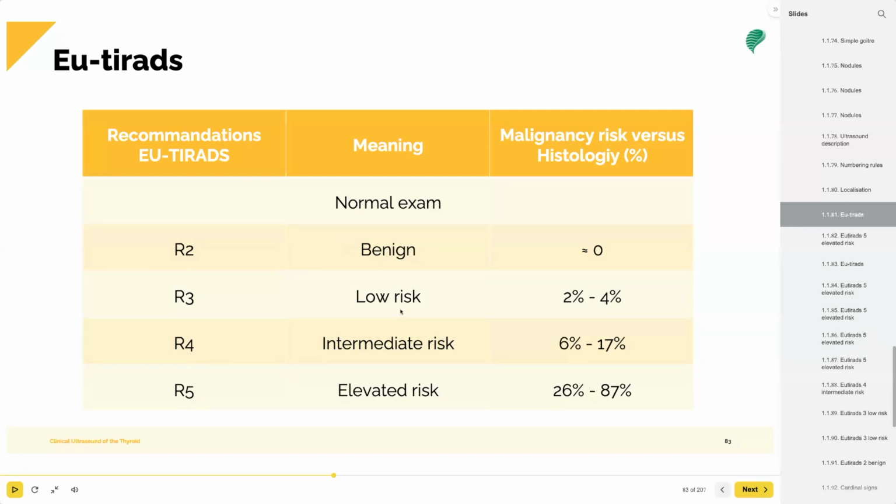3 would be a very low risk of malignancy, I would say from 2 to 4%. 4 would be intermediate risk from 6 to 18%. And 5 would be elevated risk from 26 to 87%.